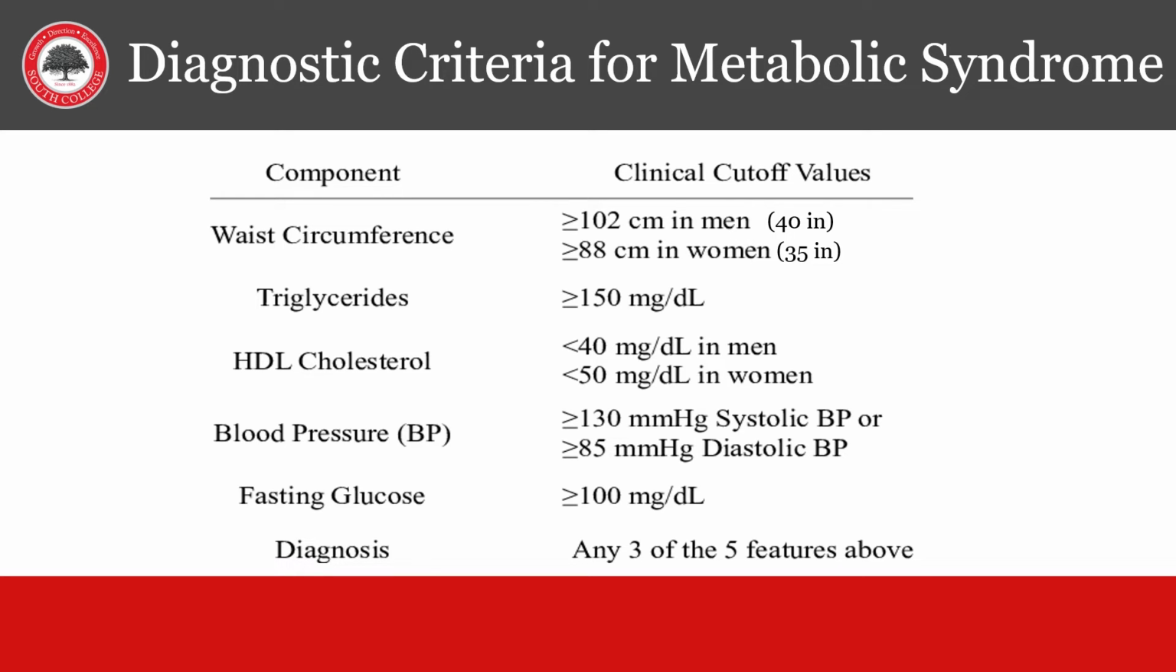Here are the criteria. A large waist circumference greater than 102 centimeters in men and 88 in women. That is 40 inches and 35 inches respectively. Elevated triglycerides, low HDL, elevated blood pressure, and elevated fasting glucose above 100 milligrams per deciliter.